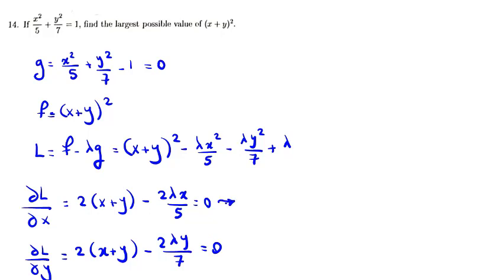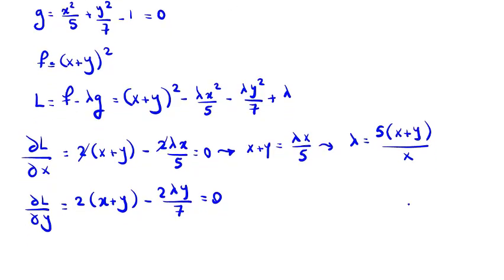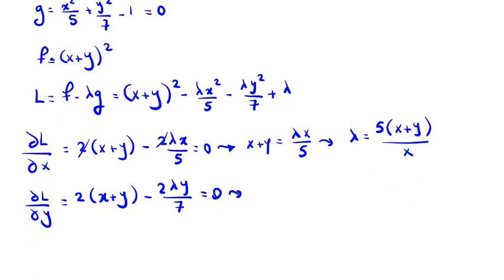Now, here we say, okay, if we divide both sides by 2, then lambda will be what? You say x plus y equals lambda x over 5. So lambda equals 5 times x plus y over x. Here, if we consider this one, again, you divide both sides by 2 and you say x plus y.